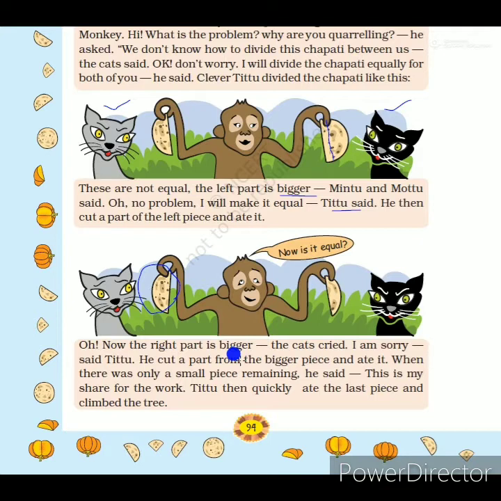When there was only a small piece remaining, he said, "This is my share for the work." Titu then quickly ate the last piece and climbed the tree. Titu was a cunning monkey. He was a clever monkey.